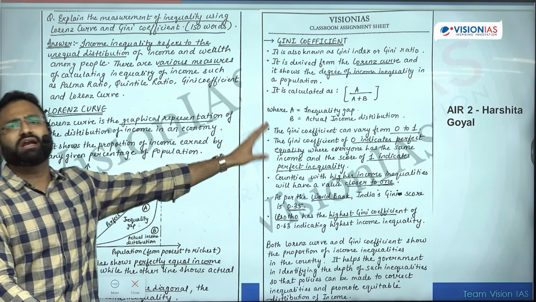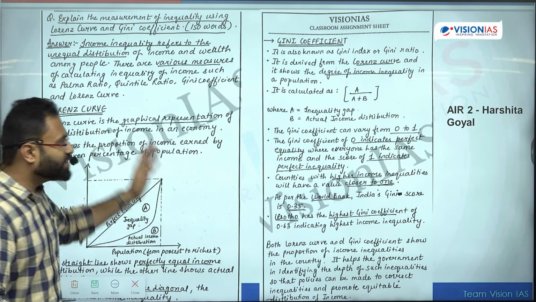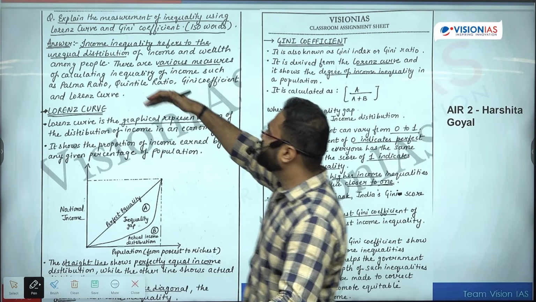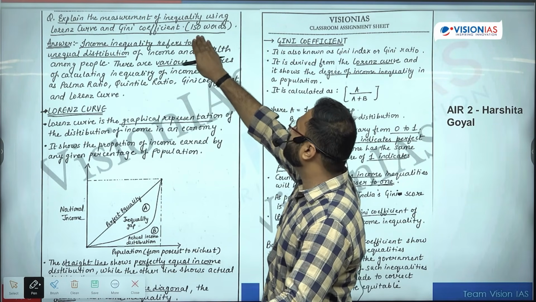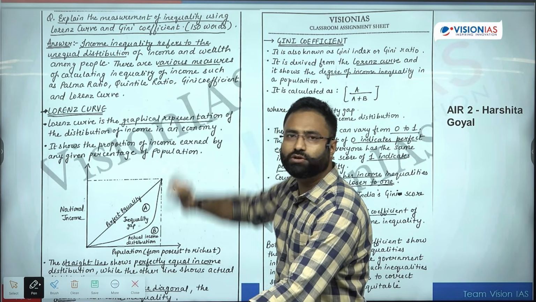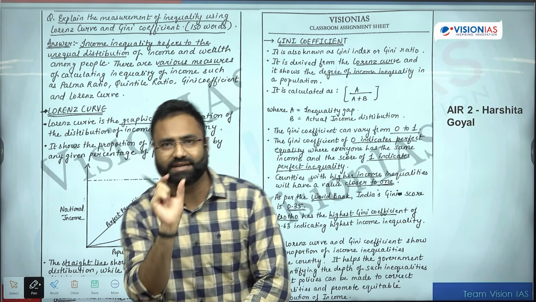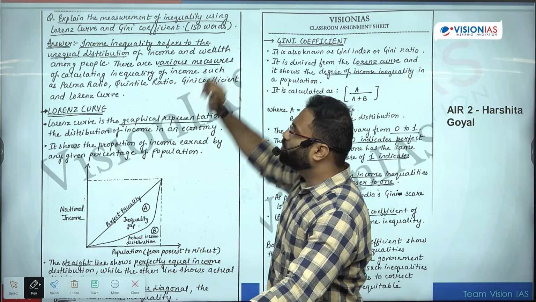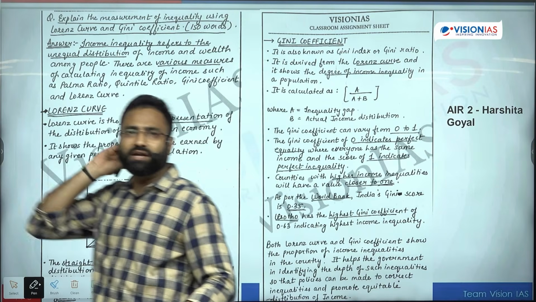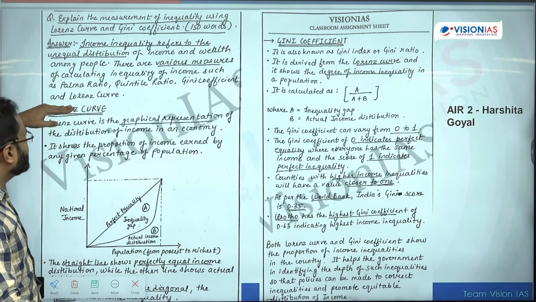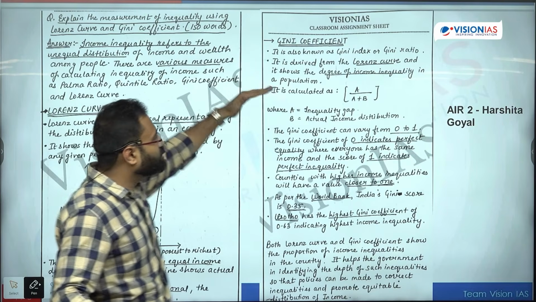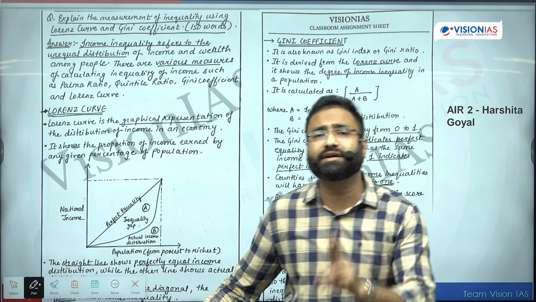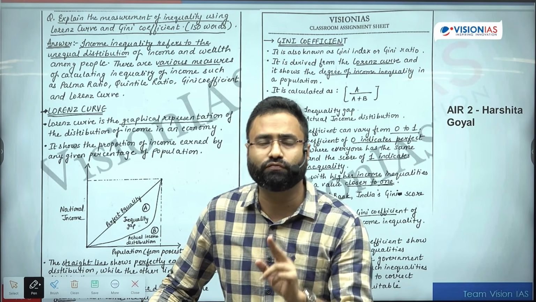Now I'll give you a glance at what kind of strategic thinking Harshita has incorporated in this particular answer. If you read this introduction, the question was asking about the measurement of inequality using the Lorenz curve and the Gini coefficient. So the core theme, the central theme, was inequality. There were certain aspects mentioned about income inequality or economic inequality that Harshita has highlighted. Then she has written about the Lorenz curve, then the Gini coefficient. And then she also tried to talk about how measuring inequality will be helpful for the government in order to formulate policy.